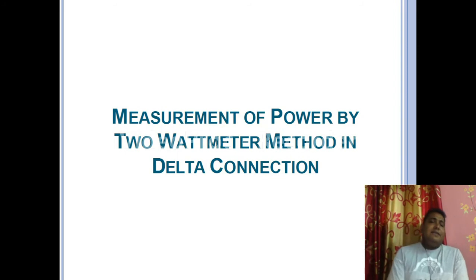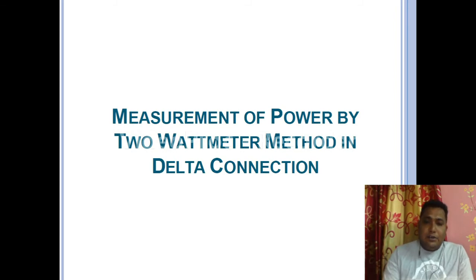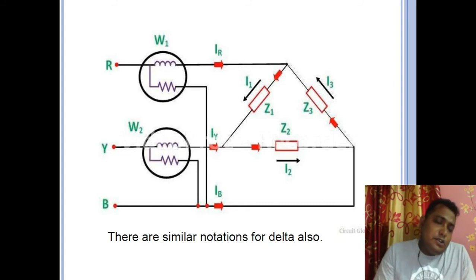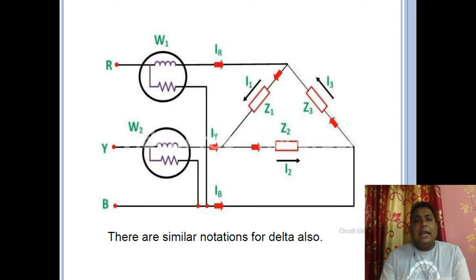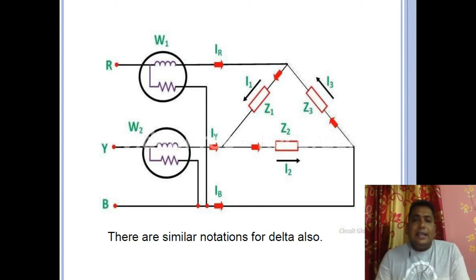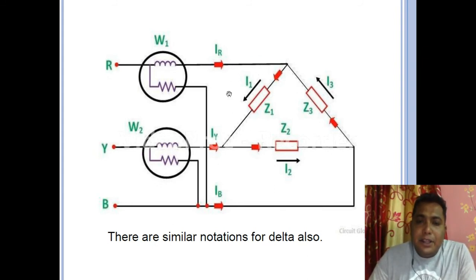Now we have done the star connection. Now we are going to deal with the delta connection. Let us see what is there. Similar notations are mentioned over here. In R phase we have a current IR, in Y phase we have IY, and in B phase we have IB. In star connection we assumed the voltages, and in the delta connection we are going to consider the currents. So what are the currents we have? There is I1, this is the Z1 branch, there is I2, the Z2 branch, and there is I3 into the Z3 branch.